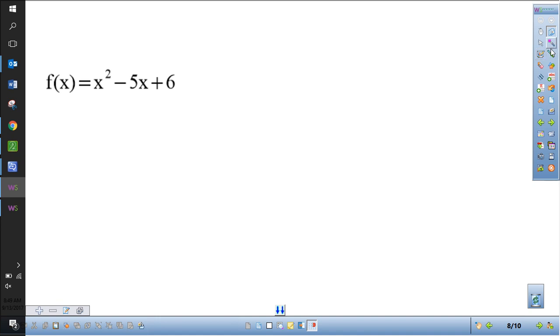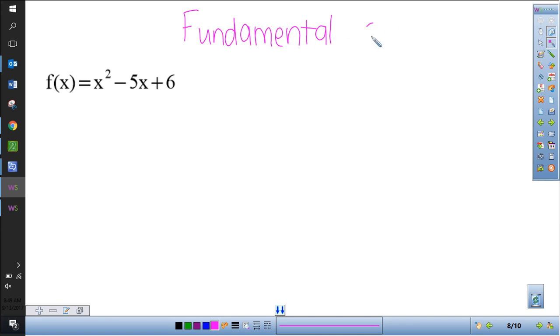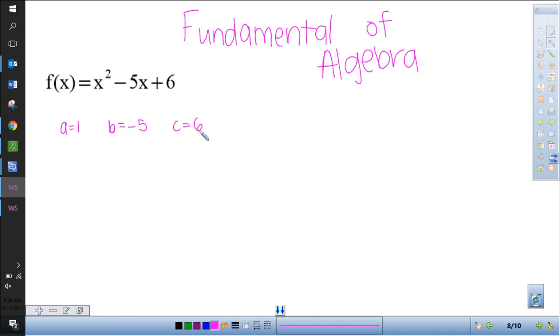This is a discussion on the fundamental theorem of algebra. Now, I'm not going to come out and tell you what the fundamental theorem of algebra is right away. We are going to discuss some possibilities and then see if we can discover something that these quadratics have in common. So first thing, if I look at this quadratic and I solve it with the quadratic formula, my a is 1, my b is -5, and my c is 6.